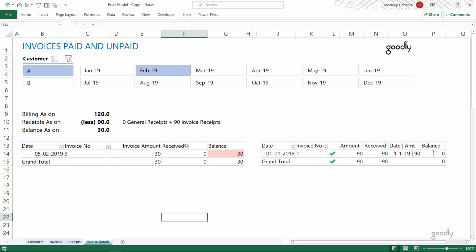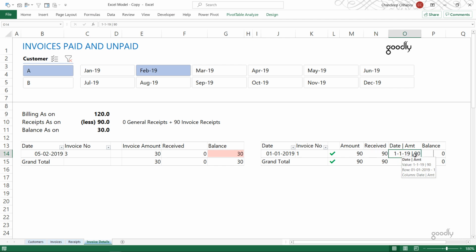These are all the payments and the invoices that were general. And this is the table where you have a specific invoice and the amount specific to that invoice raised. So invoice number 1 was on 1st of January. The amount was 90. We received 90 on the 1st of Jan.